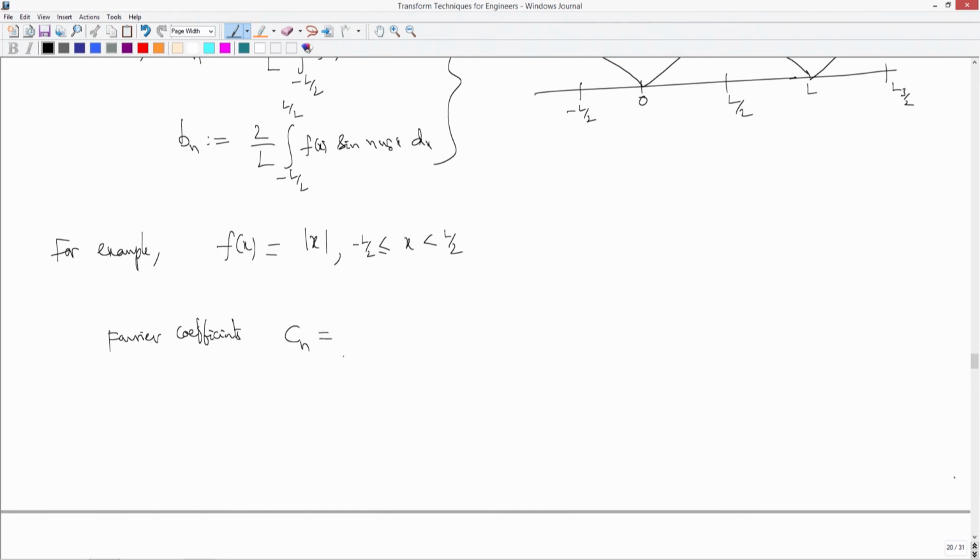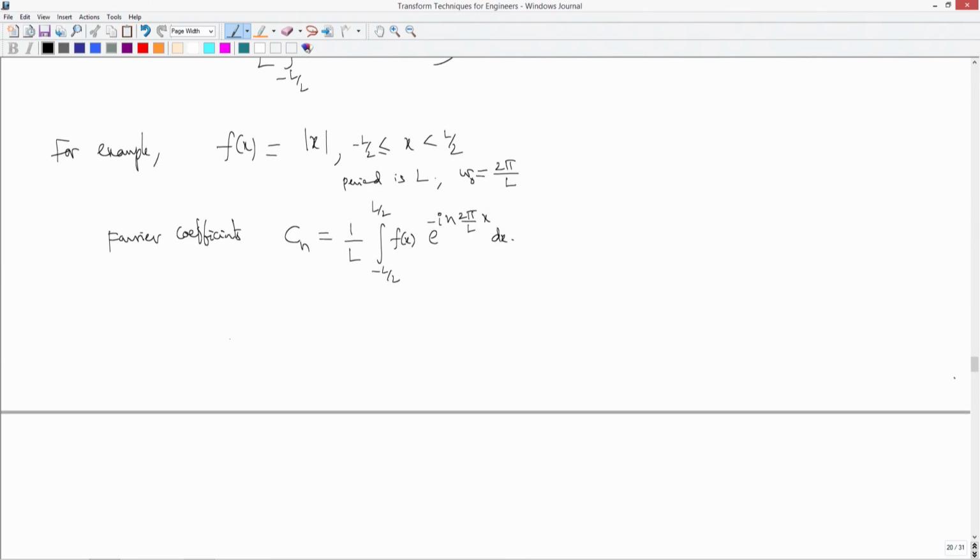The Cn's are the same. So what is your Cn? The period is L, and the fundamental frequency omega naught is equal to 2 pi by the period L. So you have Cn is 1 by L integral from minus L by 2 to L by 2 of f(x) e to the power minus i n omega naught x dx, where omega naught is 2 pi by L. Let us calculate for this and see what it is.